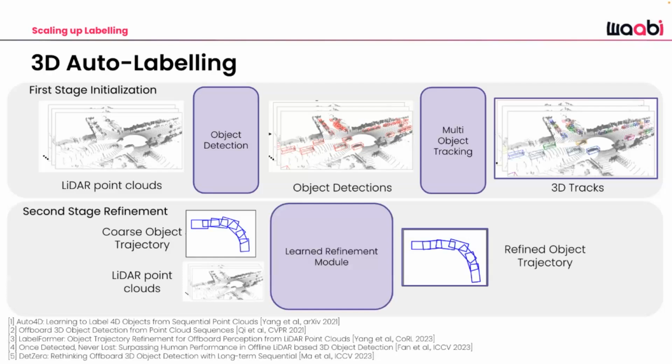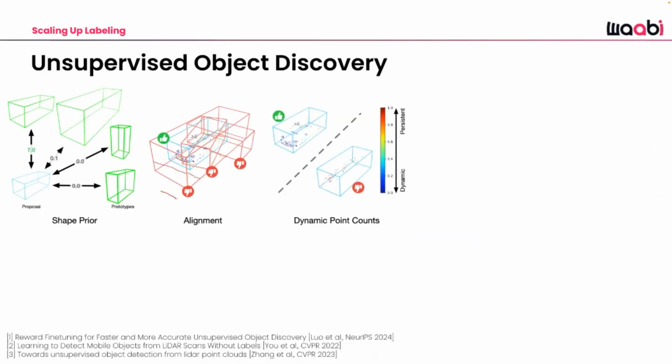Now, one limitation of this approach is that you still need human labels to supervise the automatic labeling system itself, particularly the refinement engine. And then a separate line of work seeks to bootstrap perception systems without relying on any labels at all.